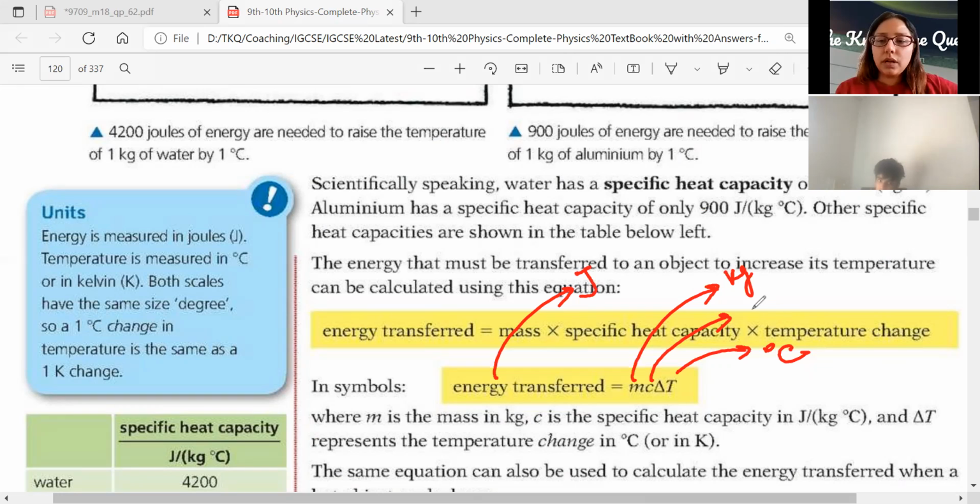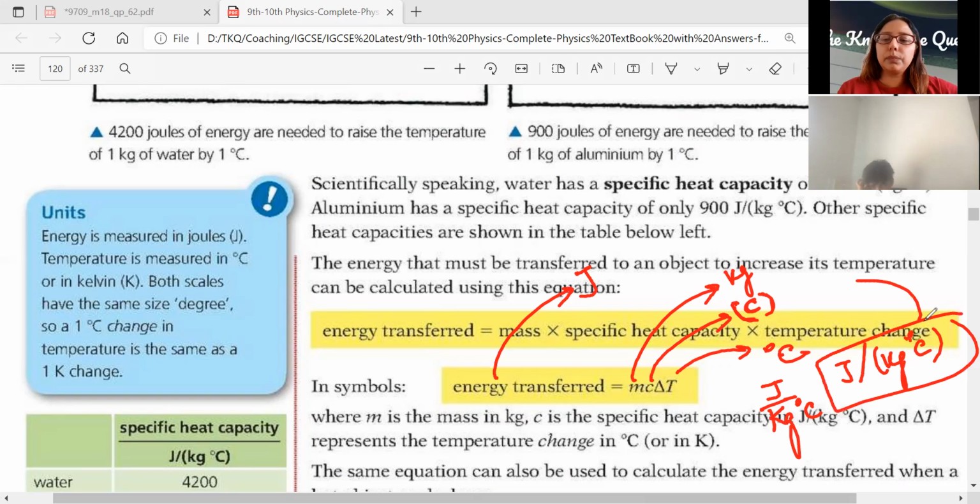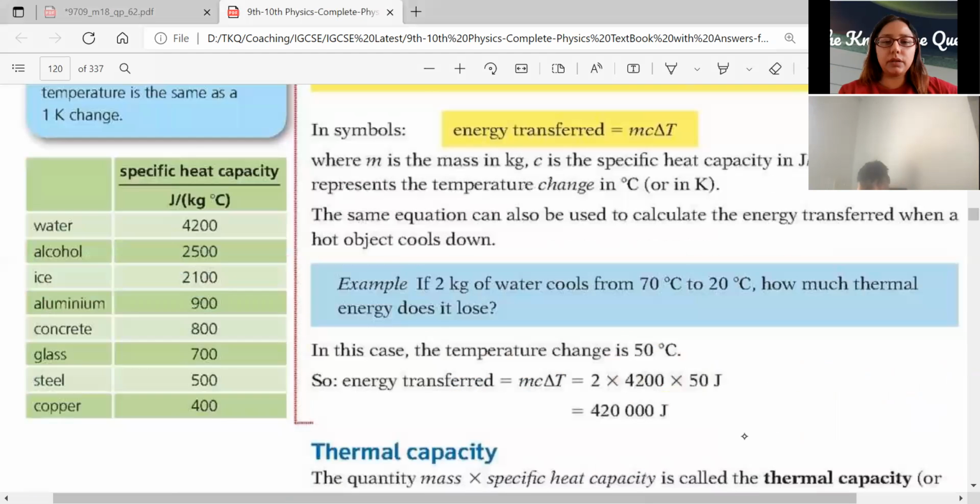So suppose I want to figure out the unit for this C. The unit would become joules per kg degree Celsius. You bring the kg down, you bring the degree Celsius down. So joules per kilogram degree Celsius. That's the unit for specific heat capacity. Clear? Okay, next we move to a question.